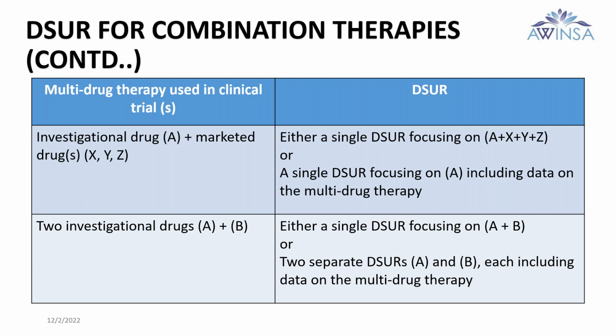If you see the table here, this depicts different scenarios of multi-drug therapy used in the clinical trials. So if we talk about the first scenario, this is investigational drug A and marketed drugs X, Y, Z, which were involved as multi-drug therapy in the clinical trial. In this situation, either a single DSUR should be prepared, which should focus on all the products like the investigational drug A and the marketed drugs, or a single DSUR just focusing on A should be prepared, including data on the multi-drug therapy too. And another situation is we have two investigational drugs, A and B. So either a single DSUR, which is focusing on A plus B, or two separate DSURs, one for one investigational product and the other for the other one, but each including data on the multi-drug therapy too.